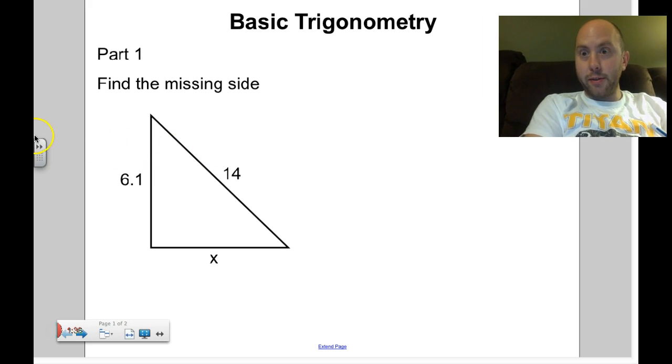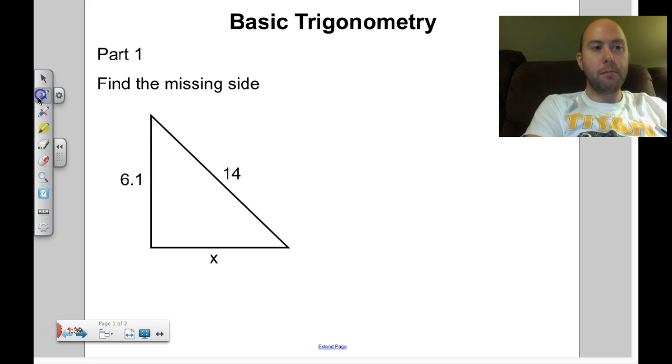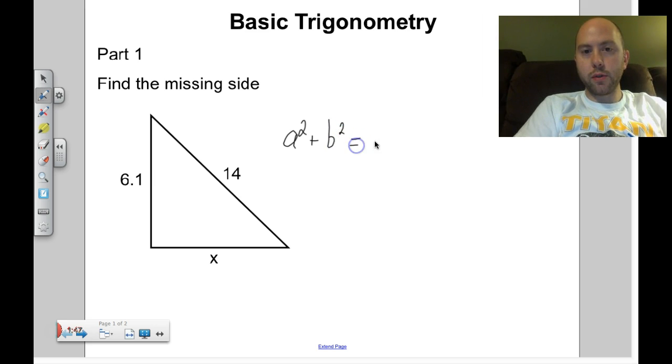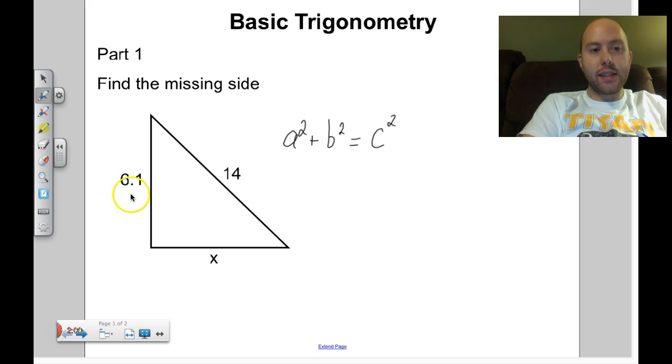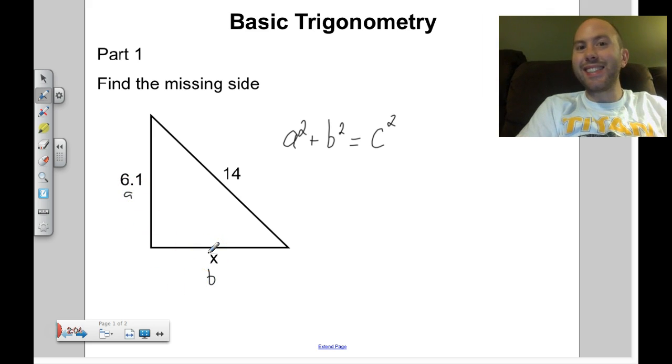What is the Pythagorean theorem? Simply put, it's this equation: a squared plus b squared equals c squared. What are a, b, and c? A and B could be either of these legs. It does not matter which of these is the A or the B. I'm just going to say this is the A and this is the B.